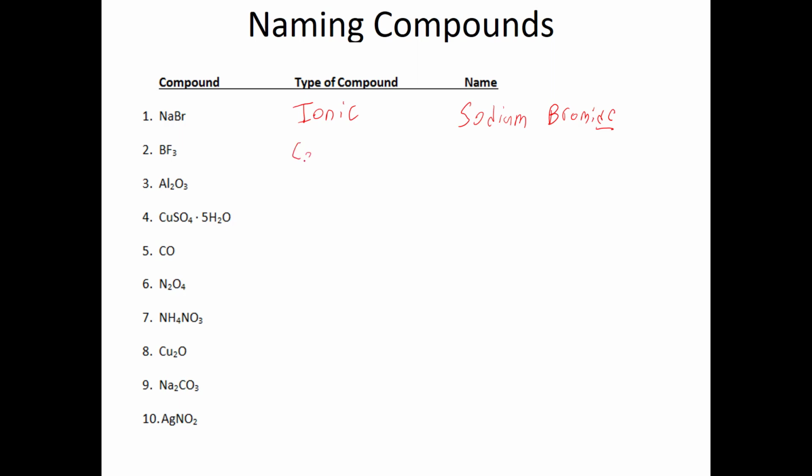Looking at the second example, I need to identify the type of compound, so I know that this is actually going to be covalent because of them being both nonmetals. Now I need to name these. Naming covalent, remember, is based off of quantity. So I have monoboron, but I don't need to put the mono, so I can just put boron.